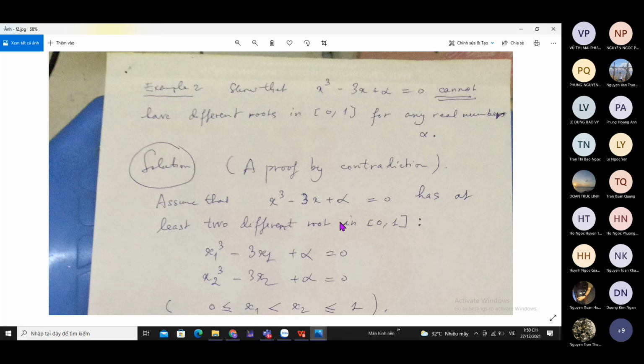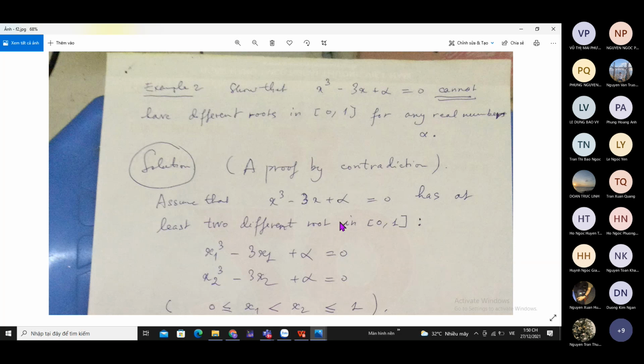So we want to prove that the equation x cubed minus 3x plus alpha equals 0 cannot have two different roots in the closed interval [0, 1] for any real number alpha. Here, we apply proof by contradiction. You learned proof by contradiction from the beginning, right? Now, we assume the contrary. In Vietnamese, it is something like "giả sử ngược lại rằng".